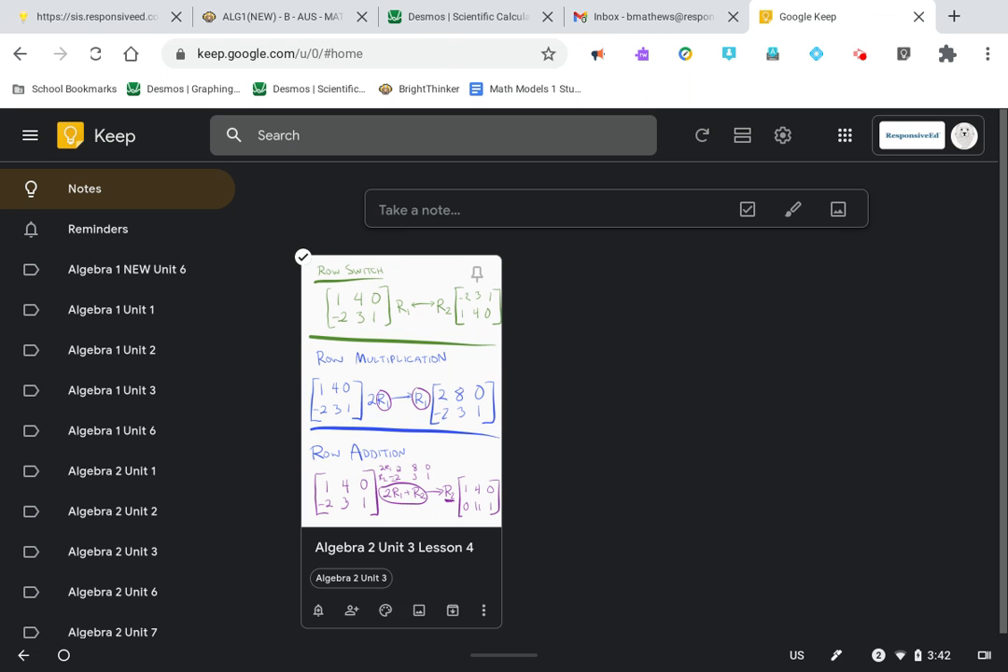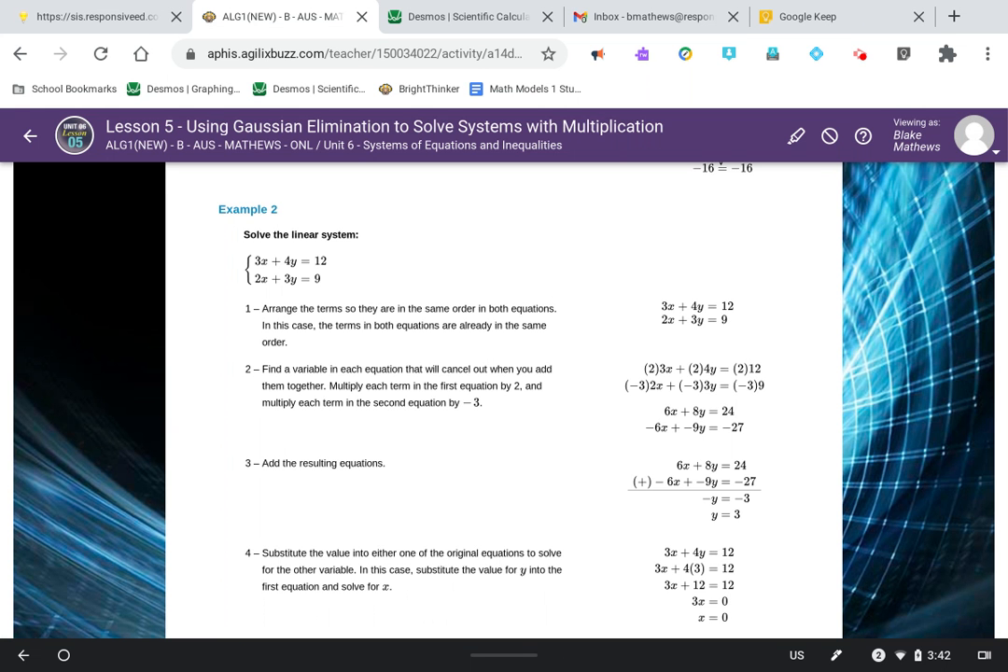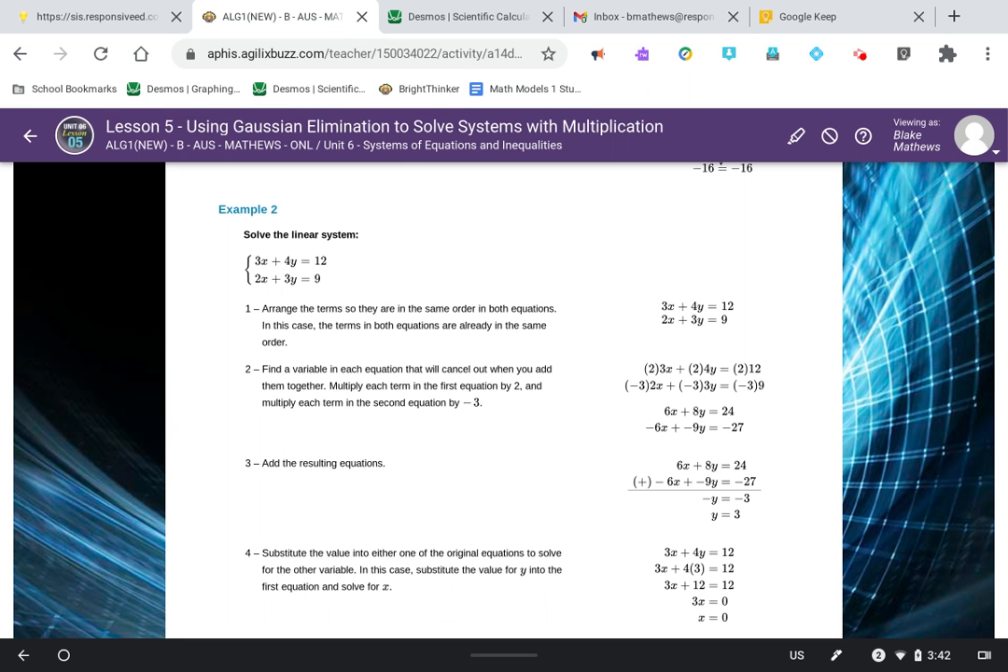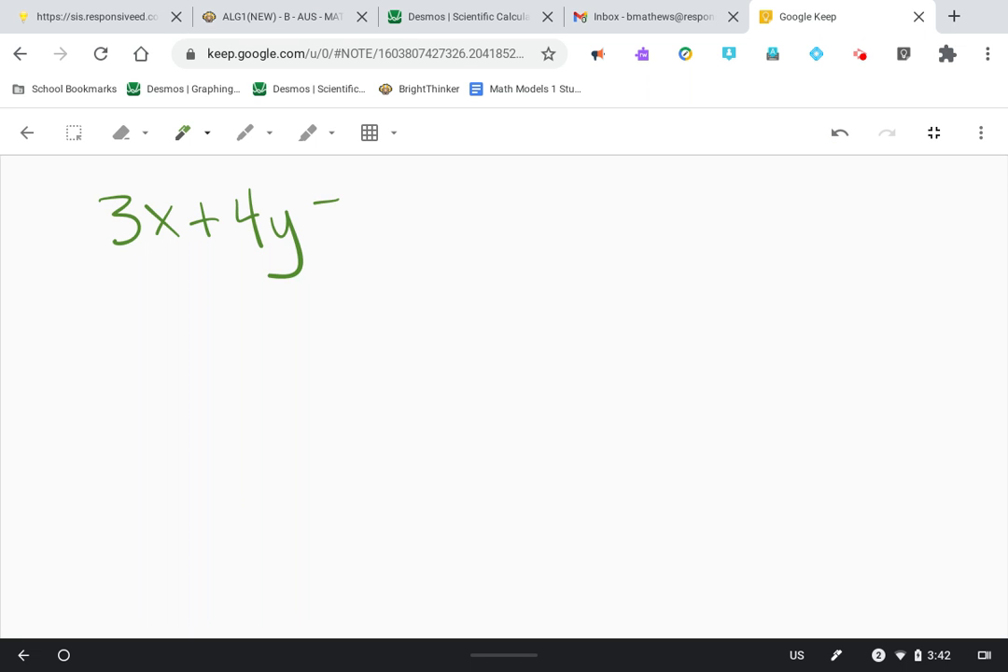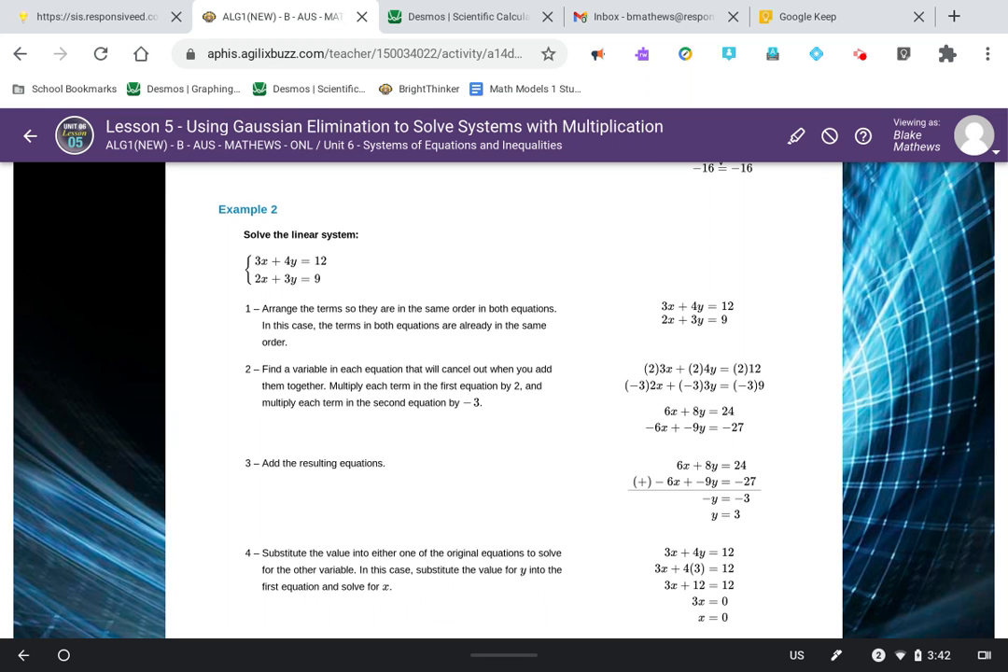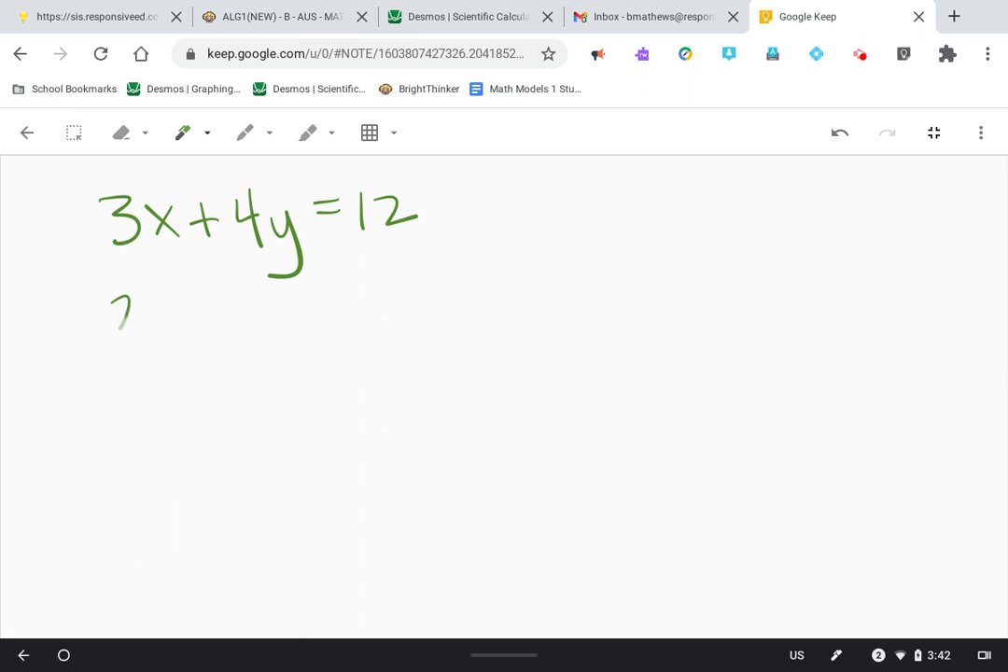So let me jump over here and start a new note here. 3x plus 4y equals 12. 2x plus 3y equals 9.